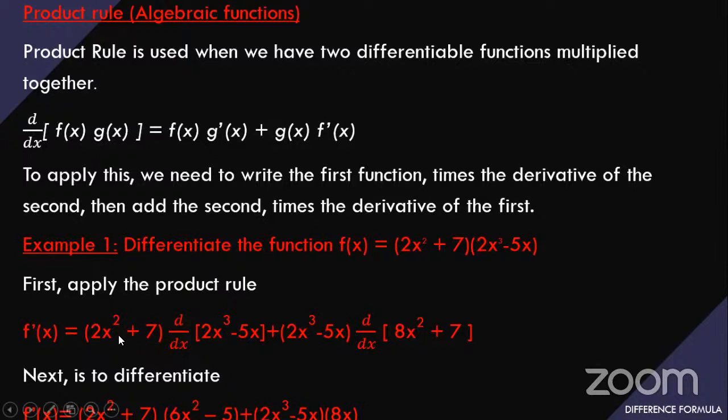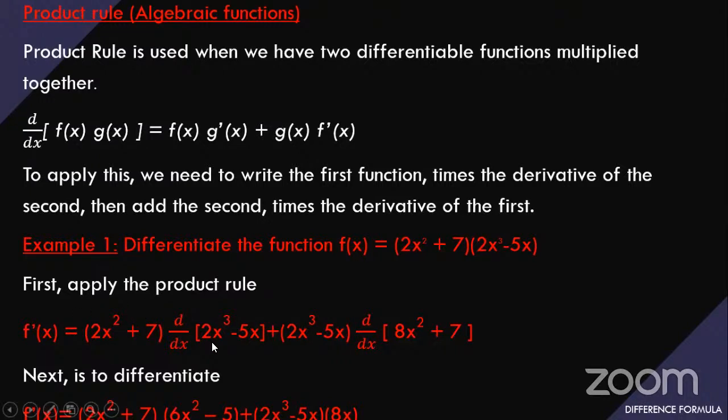Let's look at this in an example. Let's differentiate the function f of x equals x squared plus 7 times 2x cubed minus 5x. First of all, with regard to the product rule, we need to pick the first function. Our first function here is 2x squared plus 7. We'll write it down in this form.